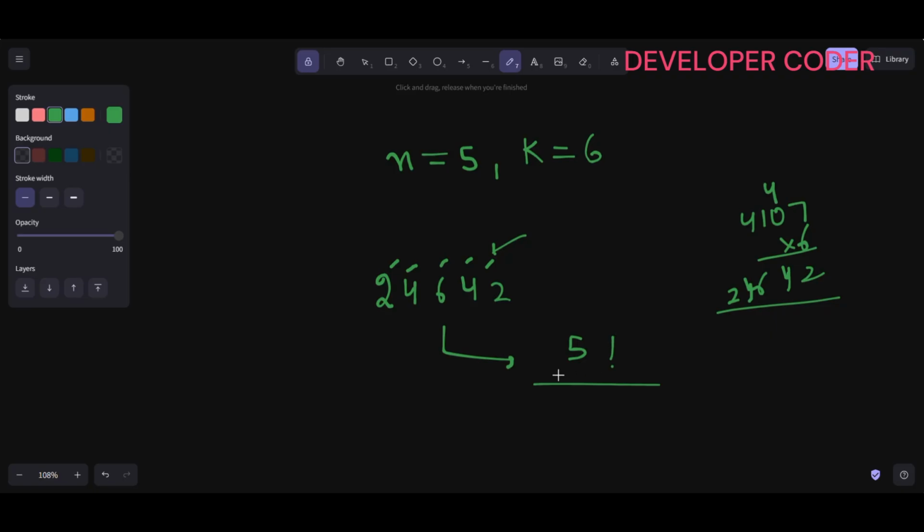Okay, so here 5 factorial, and 2 frequency 2 is occurring 2 times, 4 is occurring 2 times, and 6 is occurring 1 time. So here you will get around 30: 5 into 4 into 3 into 2, and here 2 into 2 only, this cancels out this, 5 3 15 20 30. 30 you are going to get.